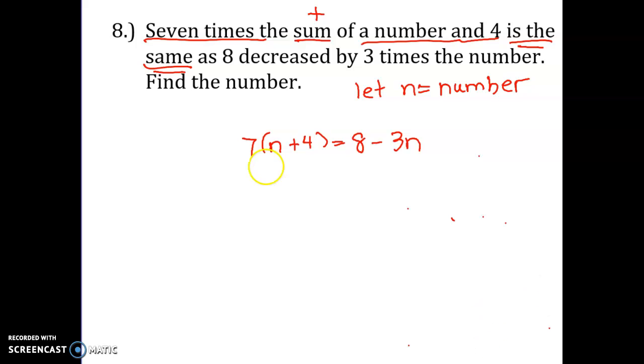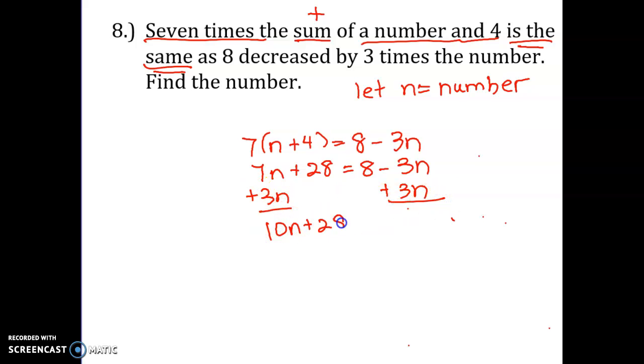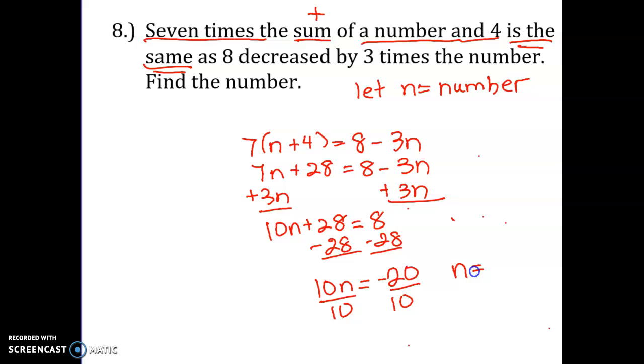And then when we solve it, we just distribute: 7n plus 28 equals 8 minus 3n. Okay, we're going to add 3n to both sides by moving the variable to the side. We get 10n plus 28 equals 8, and we subtract 28 from both sides. We get 10n is equal to negative 20, so that when we divide by 10, we find out our number is actually negative 2. So the number is negative 2.